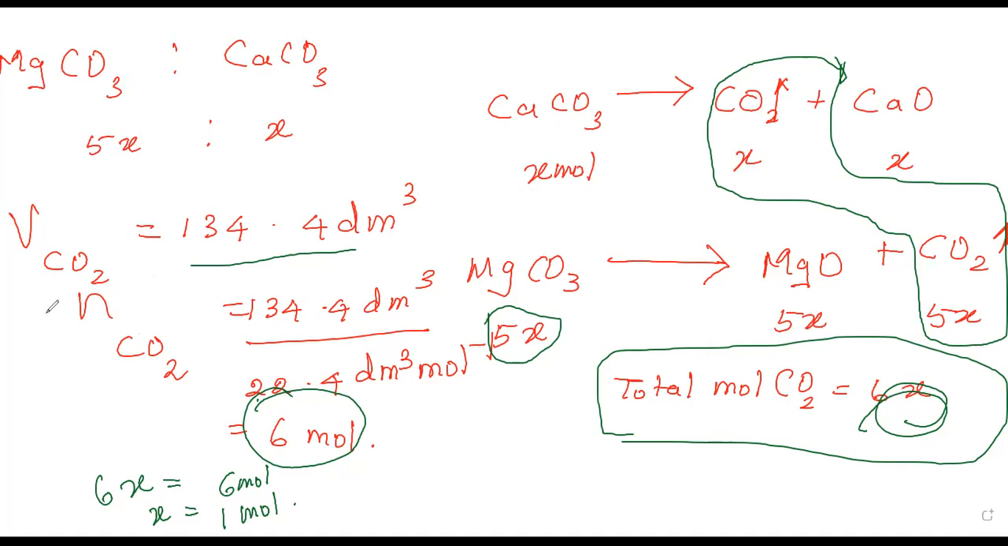Now you can find the mole of the carbon dioxide, that is 6 mole. The total amount of the carbon dioxide is 6 mole, that means 6x is equal to 6 mole. Now what is 1x? That is 1 mole. And according to that, we find the calcium carbonate is 1 mole and the magnesium carbonate is 5 mole. So let's find the answer.